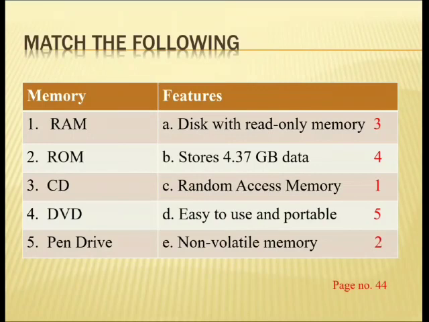Third is CD. Answer is A. It is one type of disk with read-only memory. Fourth is DVD. Answer is B. In DVD we can store 4.37 GB data. Fifth is pen drive. Answer is D. Pen drive is very easy to use and very small and portable device.